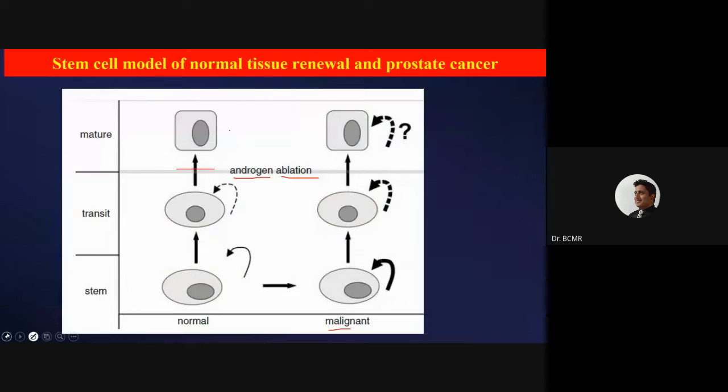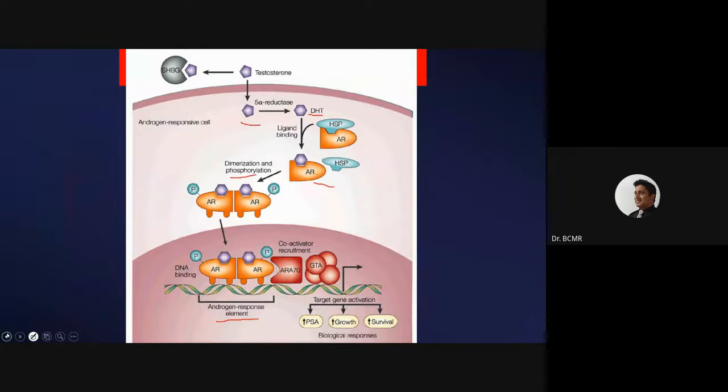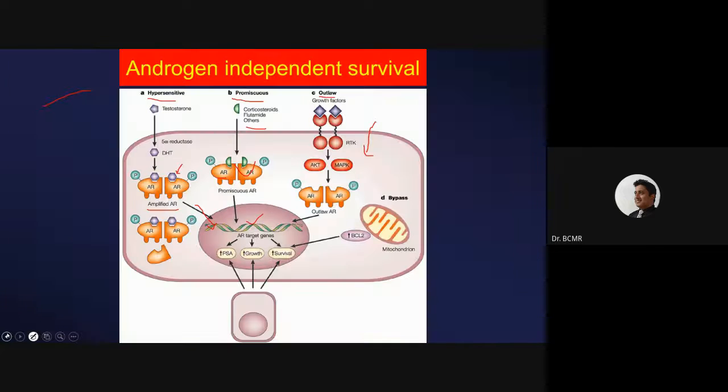Androgen ablation, dependency on androgen, and I want you to know the signaling pathway. This is simple. All you need to remember is 5-alpha reductase, dihydrotestosterone, and then what happens to androgen receptor. And then the kinds of mutations and how the cell becomes androgen independent. That's the important point of it. It becomes androgen independent.